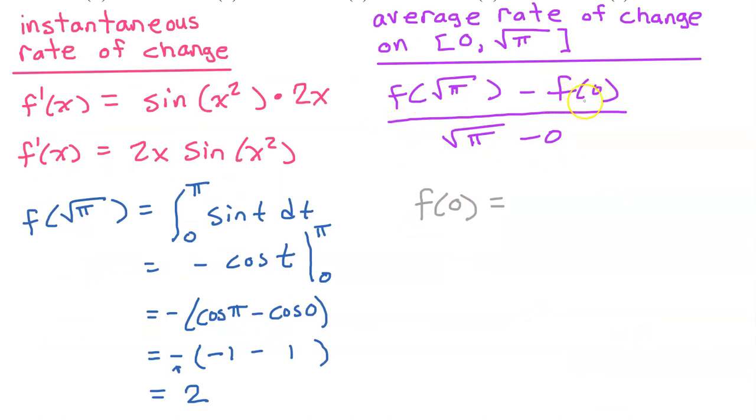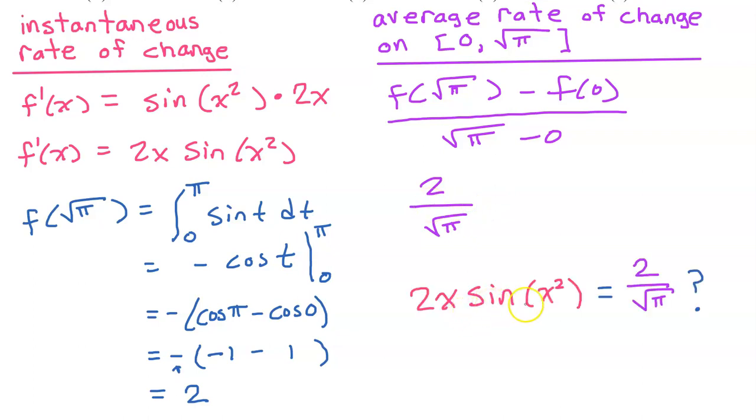We will also need the value of f at 0, but that's very easy to come up with because that will be the integral from 0 to 0 of sine t dt. When the limits of integration are the same, there's no area between those 2 points, so this is going to automatically be 0. So getting back to the average rate of change on the closed interval from 0 to radical pi, we have f at pi is 2, and f at 0 is 0. So that's 2 minus 0 over the square root of pi minus 0. So those zeros aren't really doing much, are they? So we really just have 2 over radical pi. But the question is, for what values of x on the closed interval from 0 to radical pi will the instantaneous rate of change equal the average rate of change? We can solve this equation using the graphing calculator.